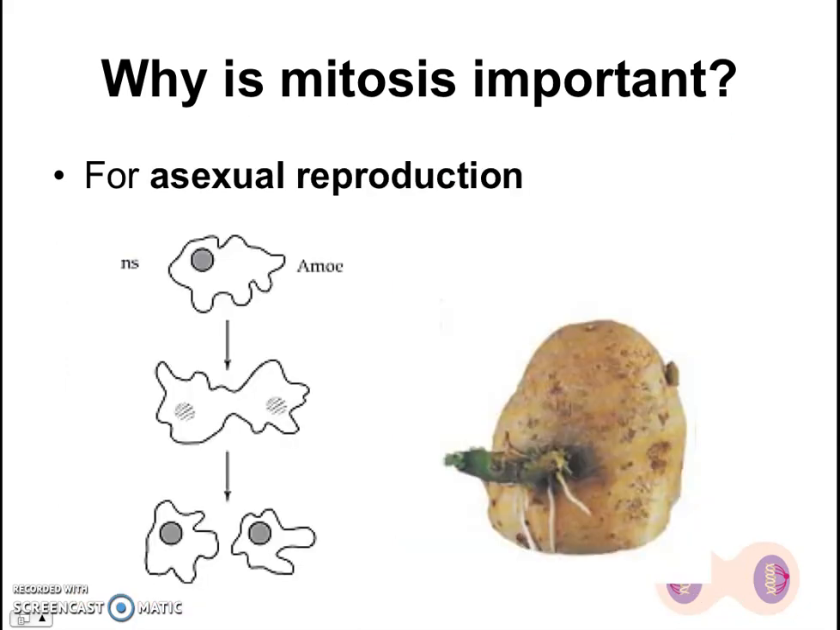Now finally, mitosis is important for asexual reproduction. So for example, in the amoeba, in order to reproduce, it kind of splits into two. It divides into two by mitosis to form two new amoeba. And the potato has these buds, and these buds will grow by the cells in the buds undergoing mitosis, which causes this growth here asexually.